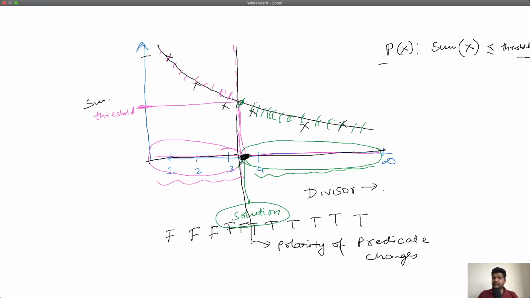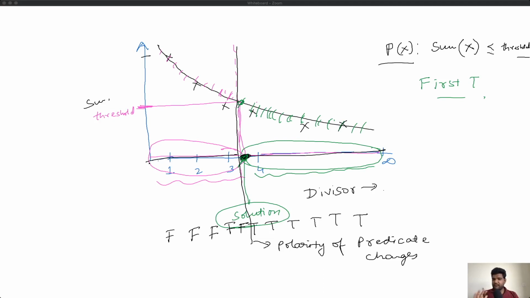Now if I use this predicate, you can see that this predicate will evaluate to true for every number in the green bubble, and it will evaluate to false for every number in the pink bubble. And that basically now gives me a predicate which is of F star T star nature. What is the ordering of the divisors? The ordering is just from 1 to infinity, in increasing fashion. So if I use that as my search space and this as the predicate, the first T of this will give me the smallest divisor, which is less equals the threshold.